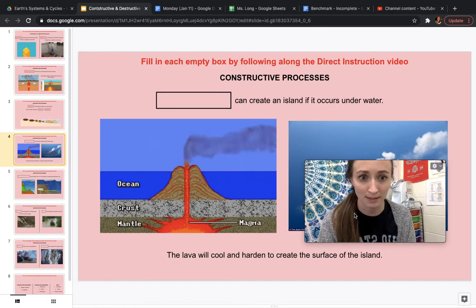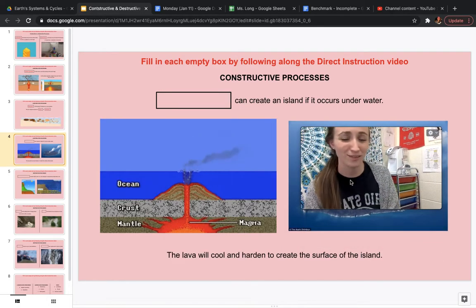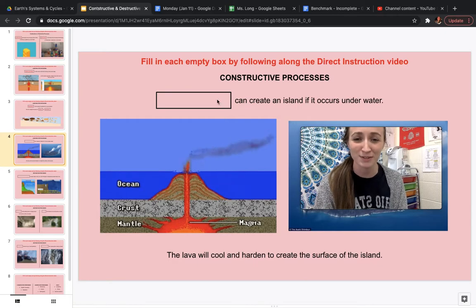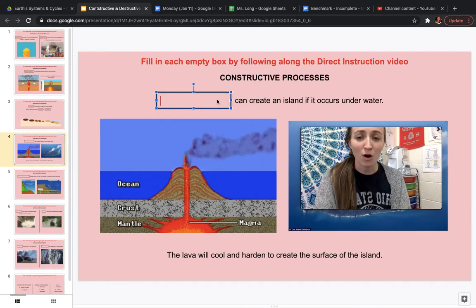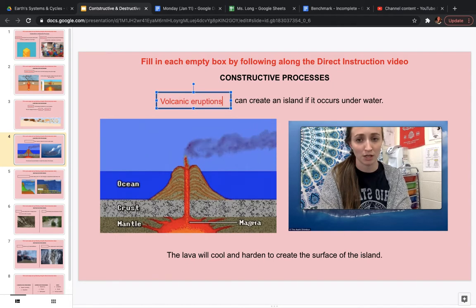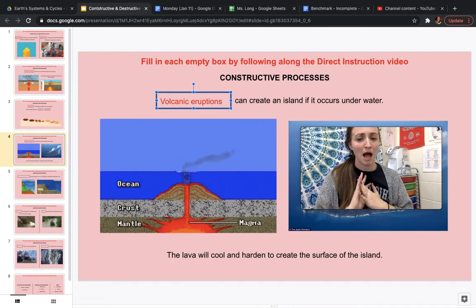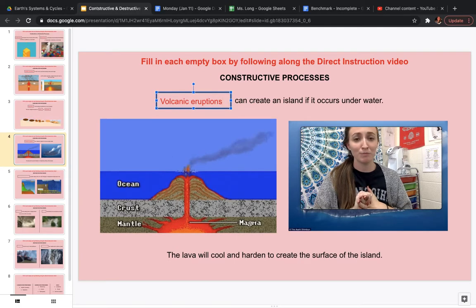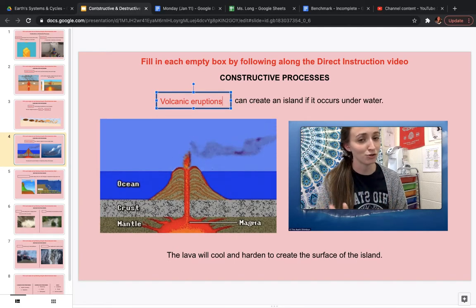This is where it gets a little wild. You knew it was coming. We can't just have one normal set of guided notes. Something weird has to happen. Volcanic eruptions can be constructive. Now, I know what you're thinking. I feel like a volcano erupting wouldn't build up much, but it's true, it can happen.